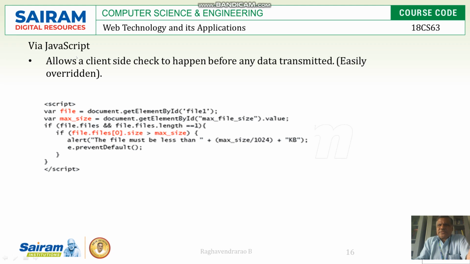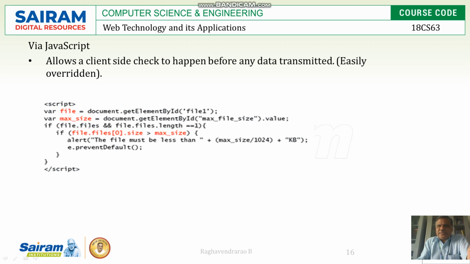If you use JavaScript, scripting is going to be used here. The file is document.getElementById('file1'). That's what I'm saying, so here the ID is being used. Then the maximum size is document.getElementById('MAX_FILE_SIZE').value.